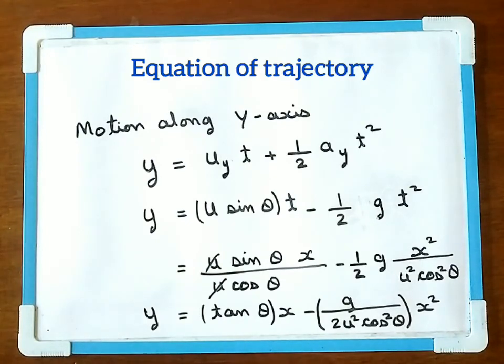And how do we prove it? We just find this expression, y is equal to tan theta x minus g divided by 2u square cos square theta into x square. So this is again the equation of trajectory, which shows that if we throw any object into space, it will always follow a parabolic path.